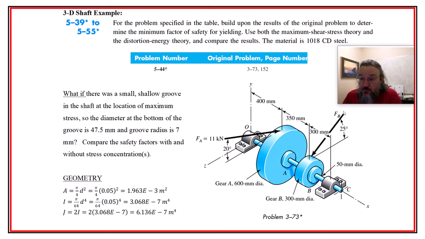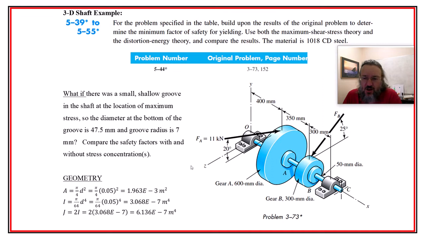And so we don't know that yet, so we need to find that. That's one of the first things we need to find. And the material is 1018 cold drawn steel. And I also added a thing in here. Maybe I'm making this more complicated than it needed to be, but went ahead and did it. I said, okay, well, what if you put in a stress concentration here as well? And I said, well, it's going to be like a groove with a radius of 7 millimeters and a throat diameter of 47.5. So we'll show what that means here in a minute.